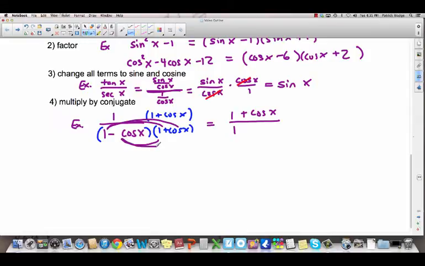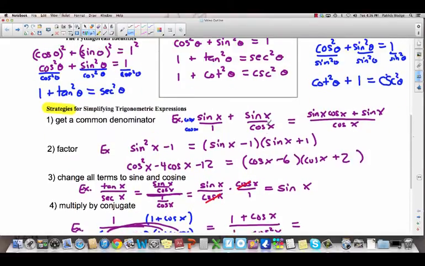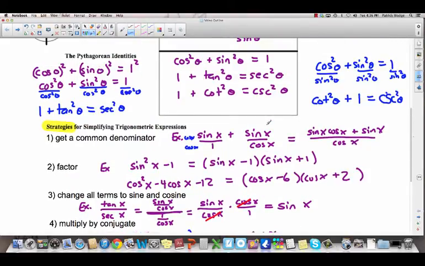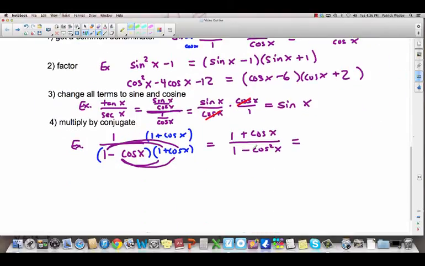And then negative cosine x times positive cosine x is negative cosine squared x. Okay, now look at this bottom piece here. There's 1 minus cosine squared x. If you look up here, do you see what you could do for 1 minus cosine squared x? That is actually going to come into play right here, because we have 1 minus cosine squared x.